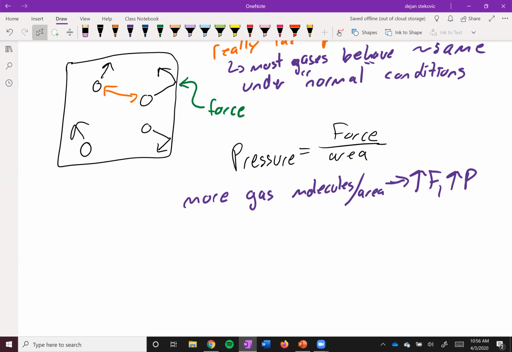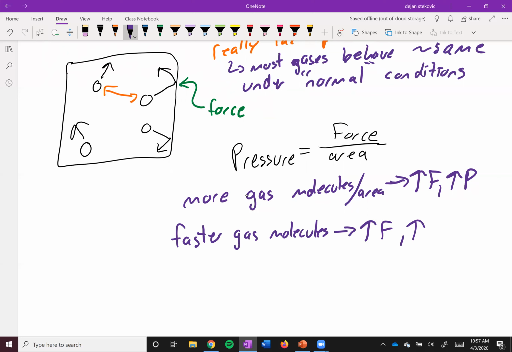The other way is to make this force greater, and that's by increasing the temperature. When you increase the temperature, you increase the speed at which these molecules are going, so you increase the amount of force. So we'll go with faster. We'll take a look at temperature later on. We'll see that it's not quite as simple, but it's not too bad.